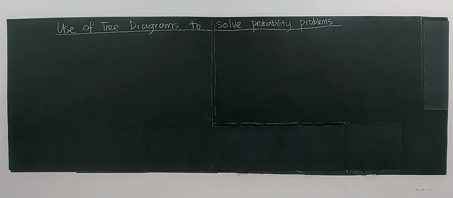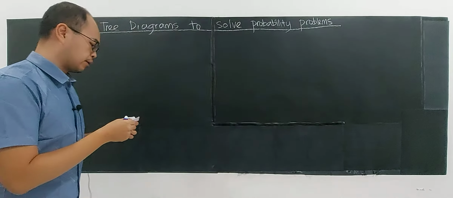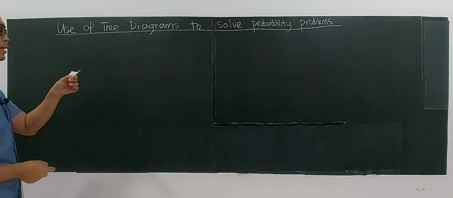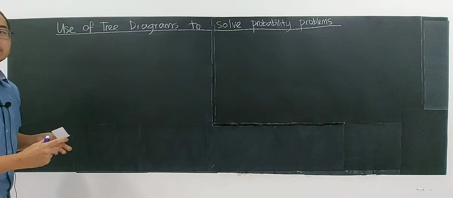The test is applied to a randomly chosen member of the population. So okay, let's look at this problem here. This problem is actually related to a tree diagram. We need the help of a tree diagram. They want to test the reliability of the diagnostic test.